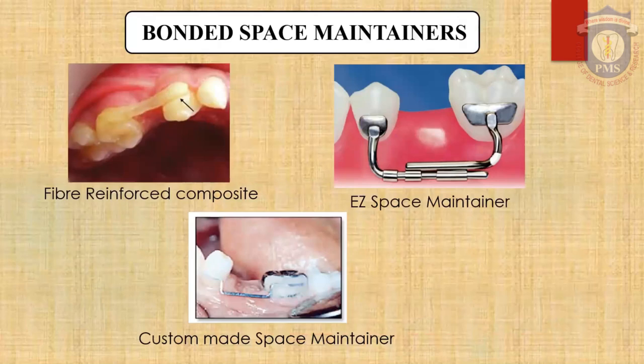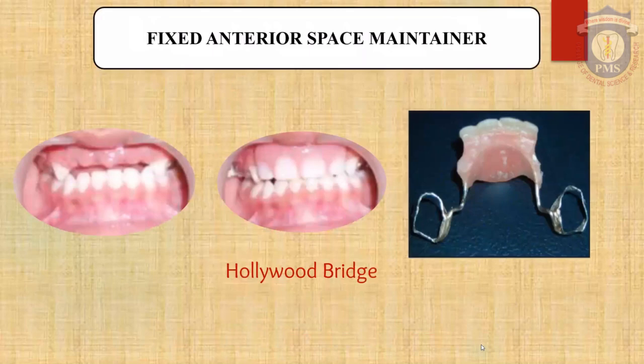Next group of appliances are bonded space maintainers. As the name suggests, they are bonded to the tooth surface. They can be either a fiber reinforced composite material that is directly bonded to the tooth surface, or it is available as an E-set space maintainer that can be bonded with the help of composite resin, or simply a wire can be adapted with the help of composite material and bonded to the tooth surface.